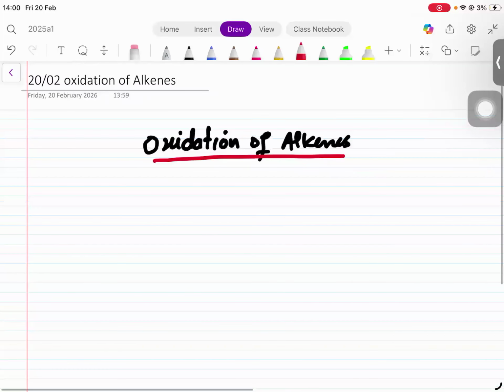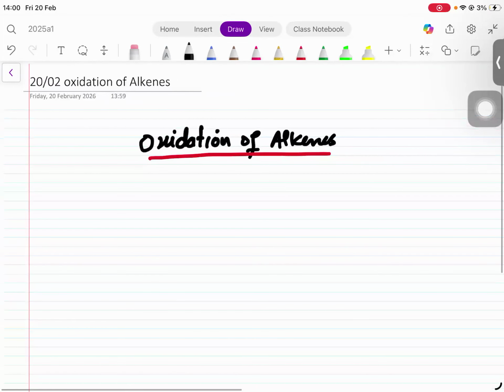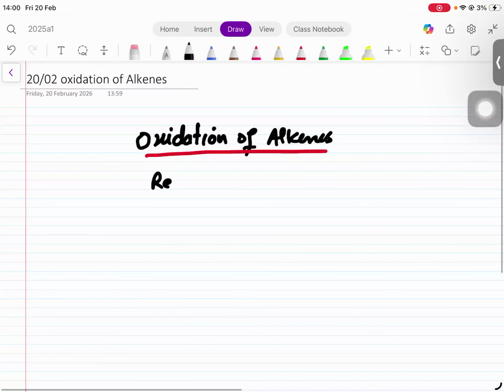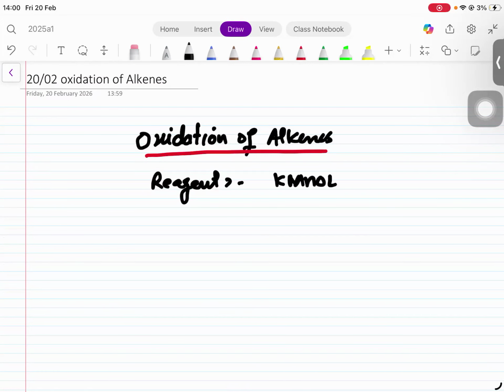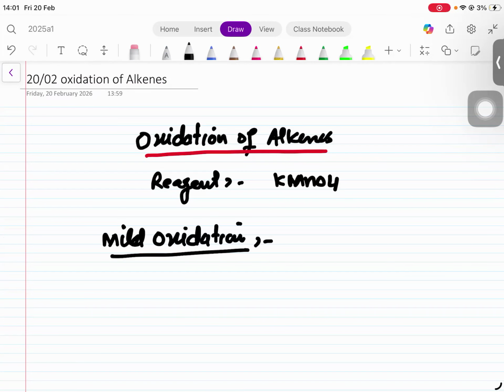Oxidation of alkenes, we use the reagent first of all. For the oxidation of alkene it is acidified or alkaline KMnO4, depending upon the situation. And there are two types. The first one was mild oxidation, which we did discuss in the last class. Today we are going to discuss the strong oxidation of alkene.